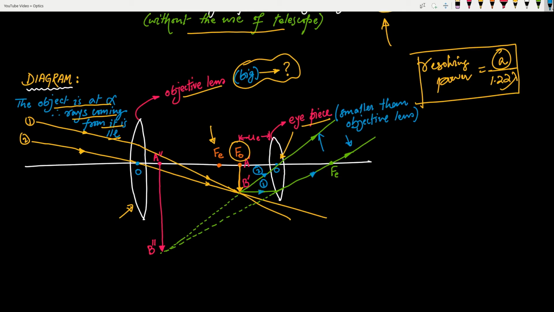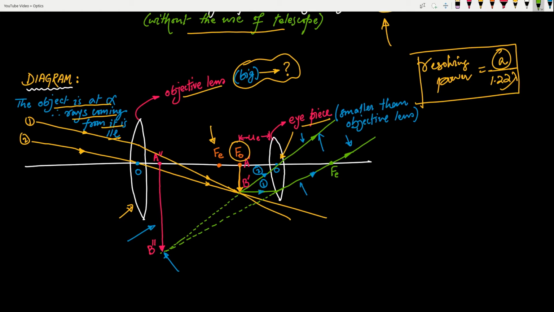So if we extend this ray and this ray backward, you'll see that the rays meet at this point and we'll get a virtual image at that point, because the intersection is virtual in nature. This is not a real intersection, and we get the image formed here, and we term that image A double dash B double dash. I hope this much is clear.